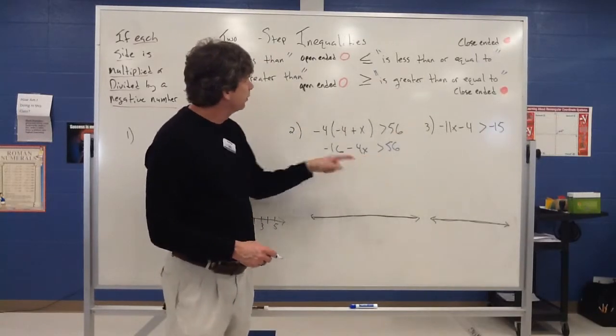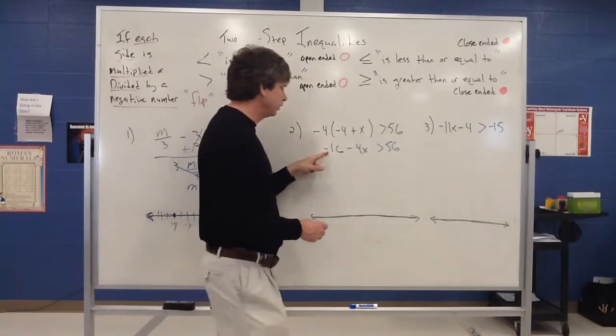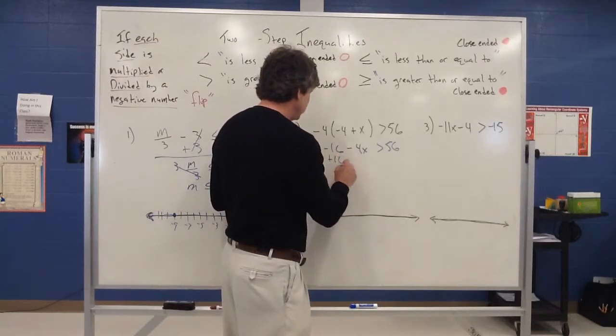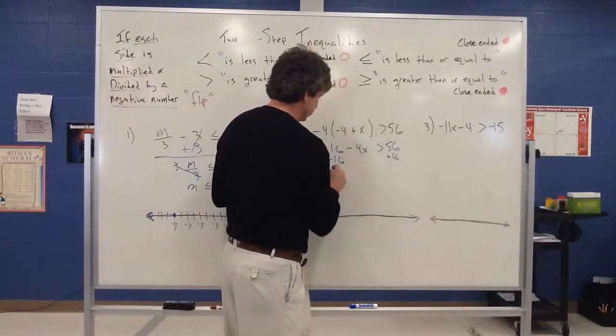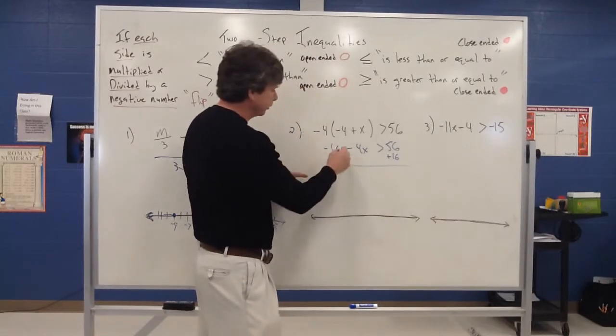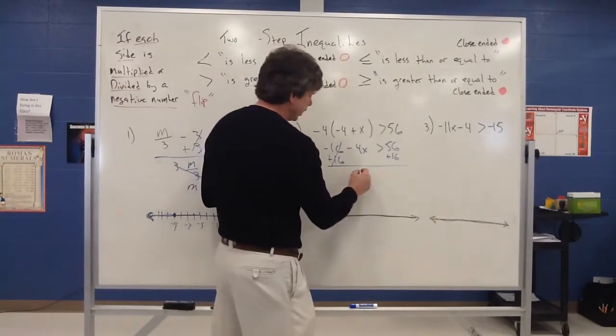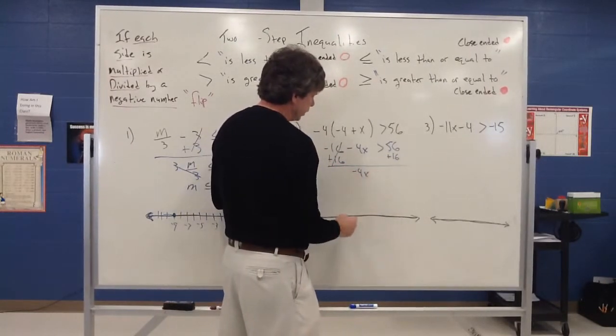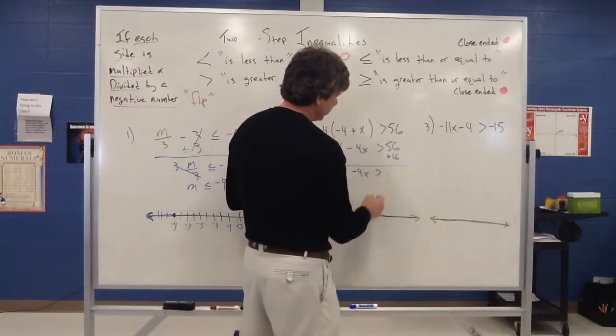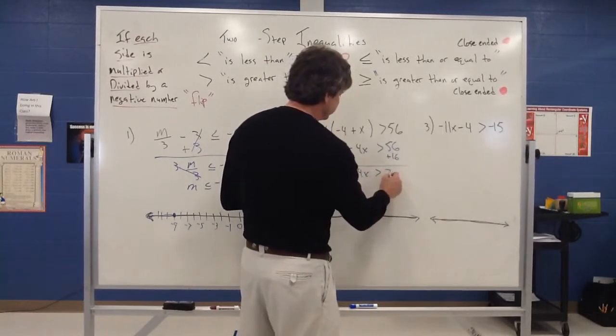Now we're ready to go to our two-step piece, which means we want to get rid of this negative 16 using a positive 16. So negative 16 and positive 16 will zero out. That negative 4x slides in. I have greater than, and 56 plus 16 would be 72.